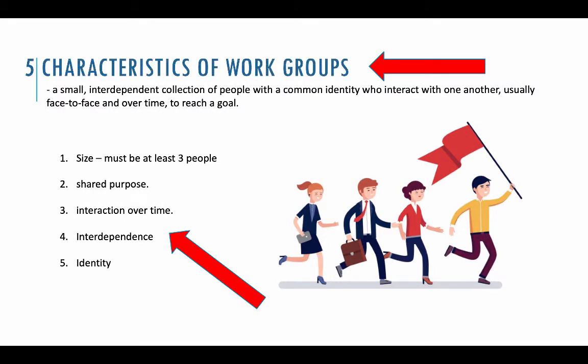Let's look at it. So you got your title page, but then within, you see the second arrow here, second arrow there. You see under the number 1, the S in size is capitalized, while on the number 2, the S in shared is lowercase. You'll see shared purpose, period. You'll see interaction over time, period. And then you see interdependence and identity with no periods. So we call that consistency and parallelism.